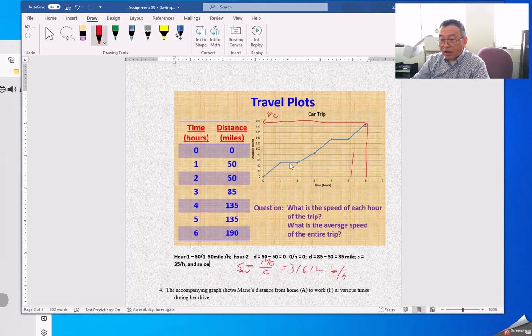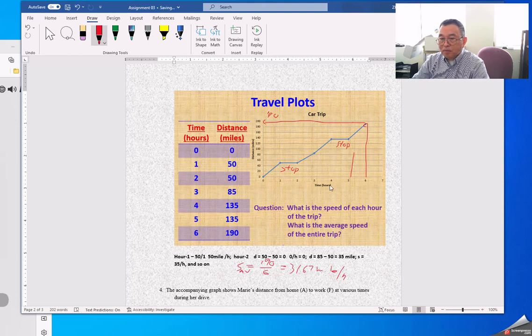This flat area in the chart is when they stop. Time keeps going, but the distance is not rising. It stopped here too, because time keeps going horizontally but the distance is not going. Basically, this is like they are in a restaurant. Anything that goes up has a slope, which means they're moving. The higher the slope, the faster they go.